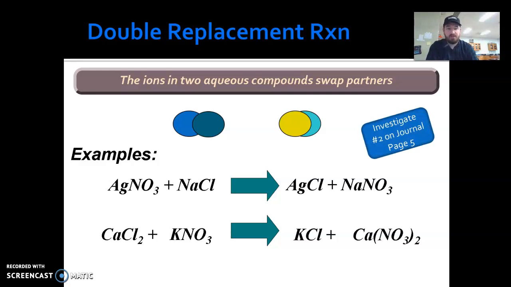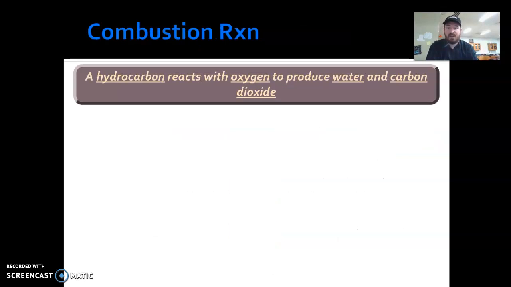Let's take a look at our fifth. All right, and this is my favorite, also my least favorite, and we'll talk about that a little bit more. But this is a combustion reaction. We've talked about the downsides of plastics, and a lot of that had to do with combustion reactions and their products. So a combustion reaction is when a hydrocarbon, a compound containing carbons and hydrogens, and it only has carbons and hydrogens with single bonds, reacts with oxygen to produce water and carbon dioxide.